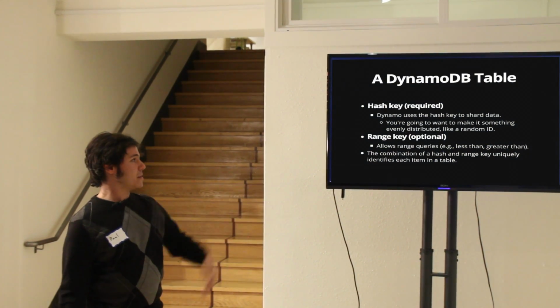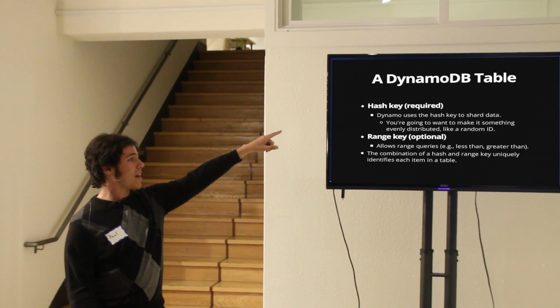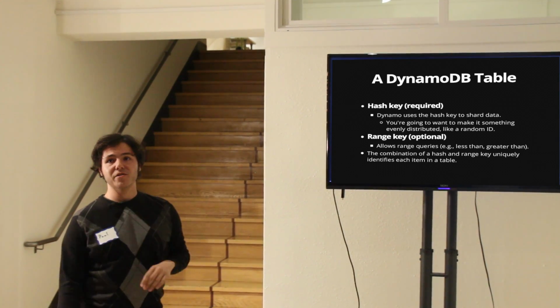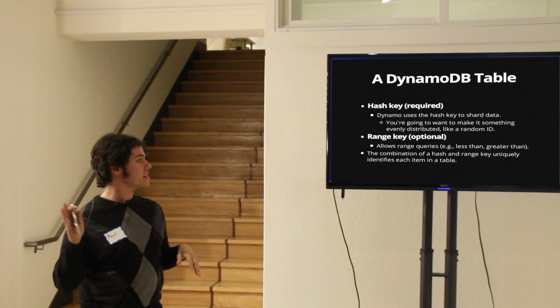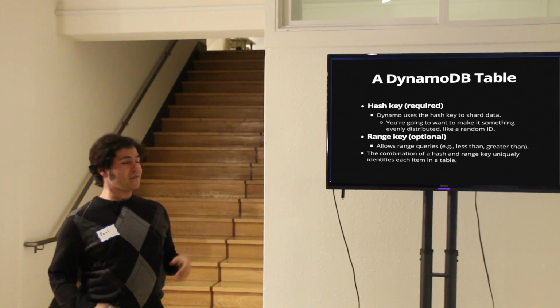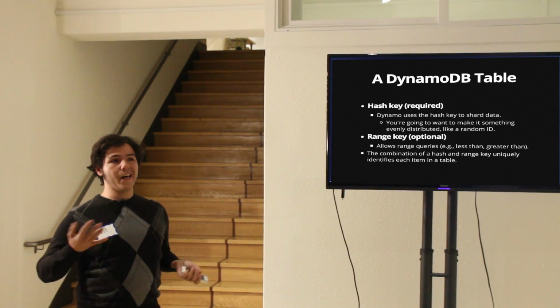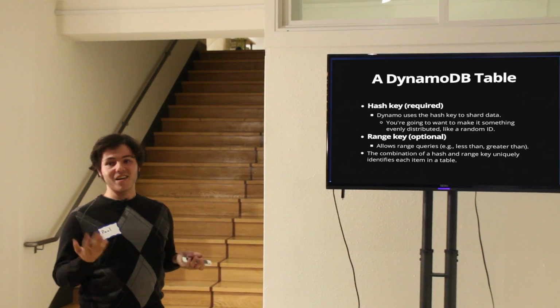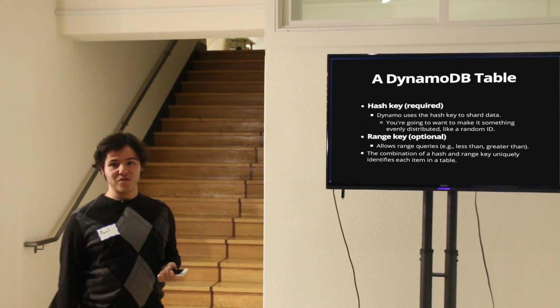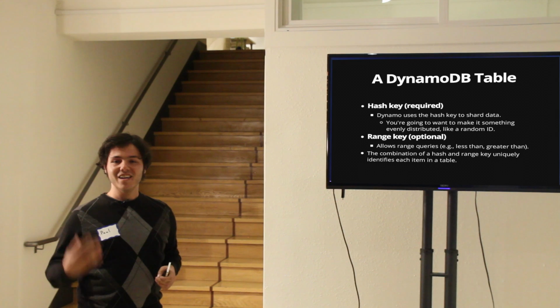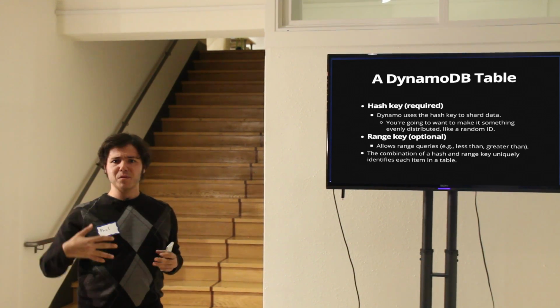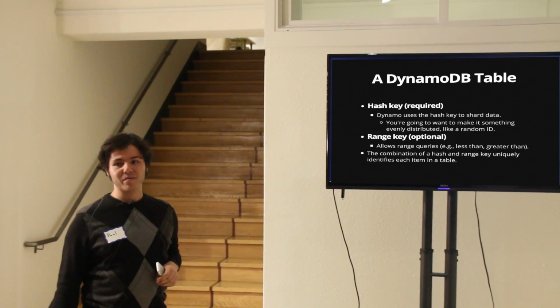The anatomy of a DynamoDB table is you have to have a hash key, and that's just what Dynamo uses to shard its data across different instances. So you want to make it something evenly distributed. A bad hash key would be like the date a user was created, because you get a lot of hits one day, and then suddenly all of the user signups for that day are on one node. That's silly. Make it something random.